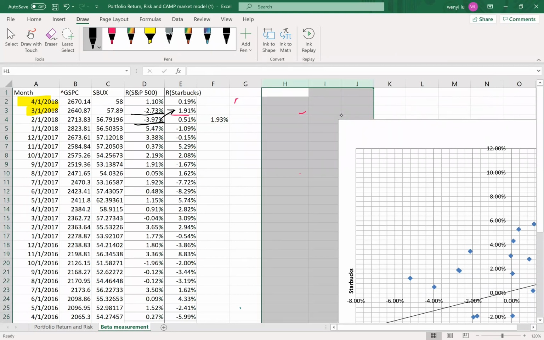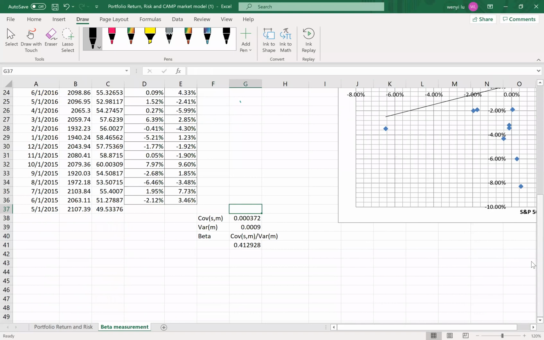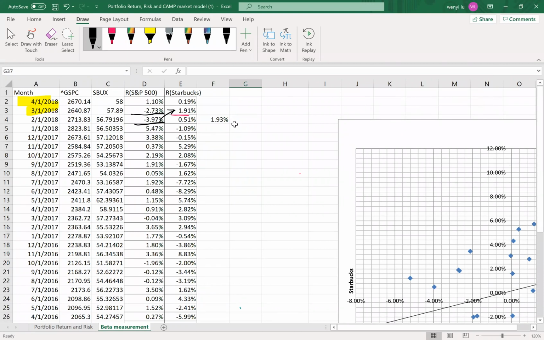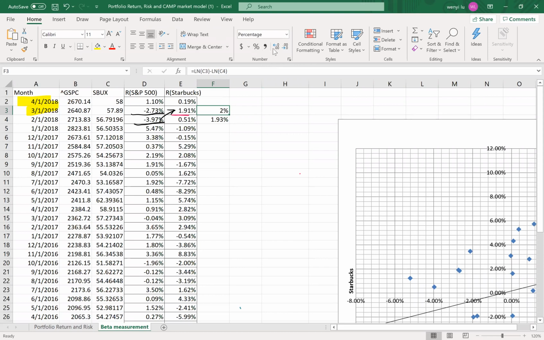So let's solve Starbucks' March return. We will use the natural log difference, from the natural log of the price in March minus the natural log of the February price. We do this one here: ln price in March minus ln price in last month is equal to 1.91%. That's where this number here comes from.